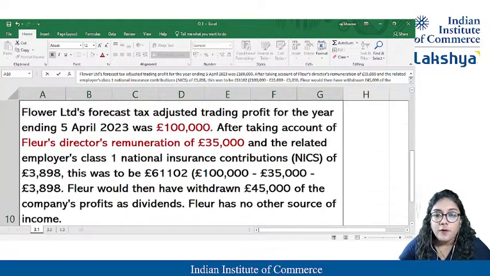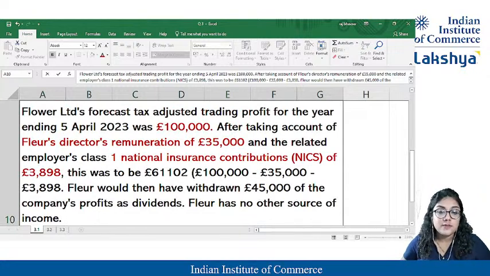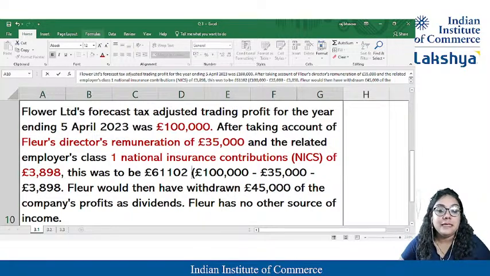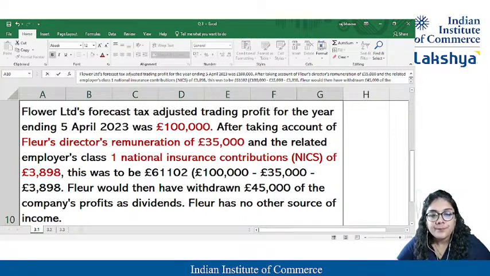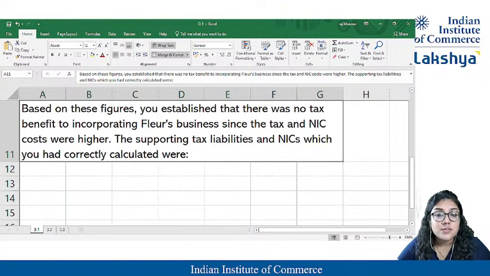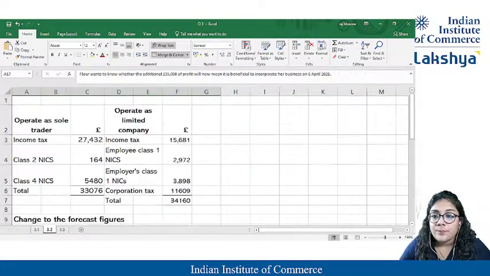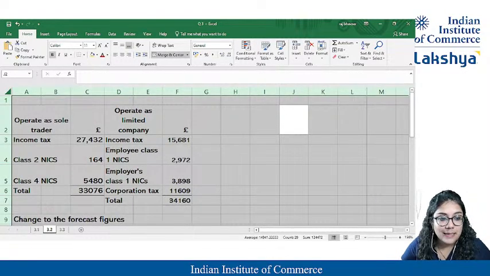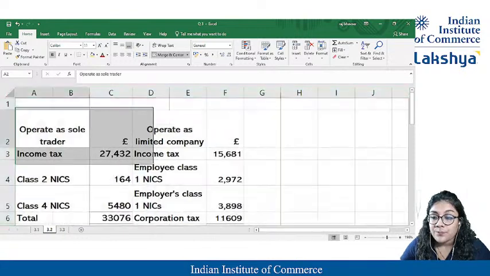Okay, cool. What have they given? Flower company has withdrawn 45,000 of the company's profit as dividend, and no other sources of income. Based on the figures, you established that there was no tax benefit from the company, as it was higher and the supporting liabilities were corrected. So what they ended up doing is, they created it like this, what they expected.